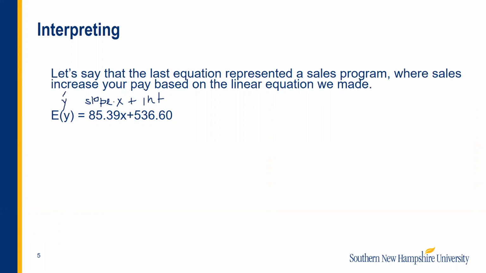So that's how y is predicted. So we're going to interpret the slope. Remember, the slope is interpreted for every change. Change can be represented by a triangle. So every change in x, y will change by the slope.